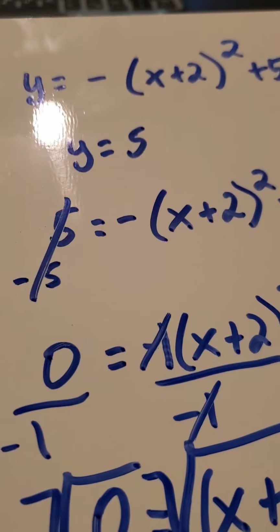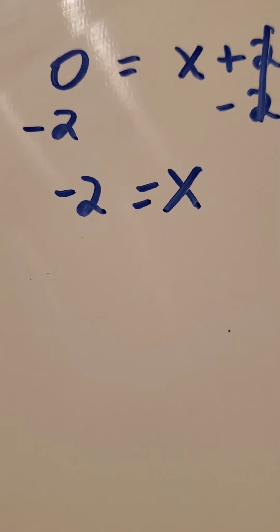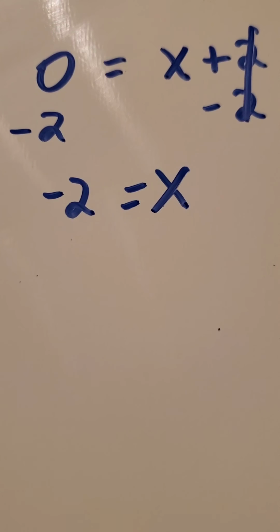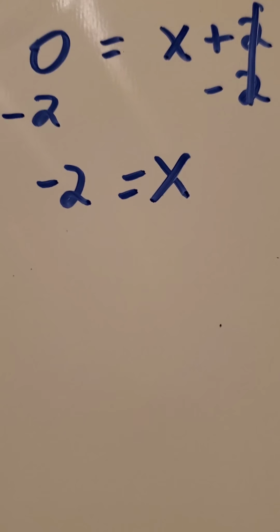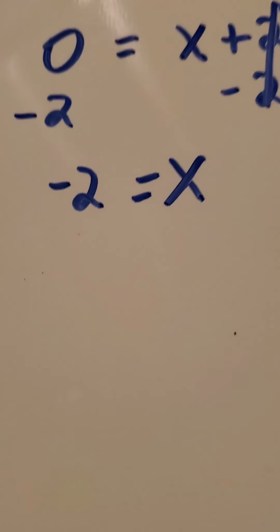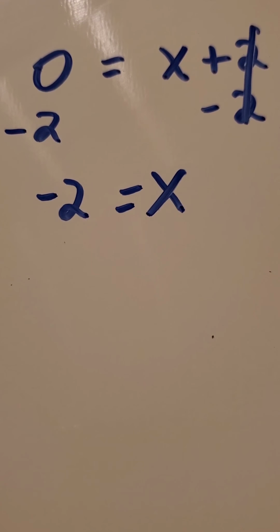So these two equations, y equals negative x plus 2 quantity squared plus 5 and y equals 5, only have one solution. They only intersect at one point. That point is when x equals negative 2. That's okay. Remember, we have 3 possible outcomes here. We could have 2 solutions, 1 solution, or no solutions. In this case, when we solved, we got only one solution.